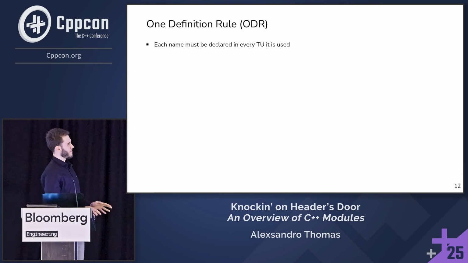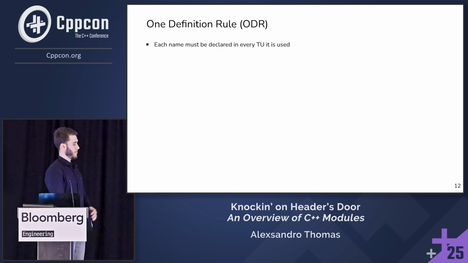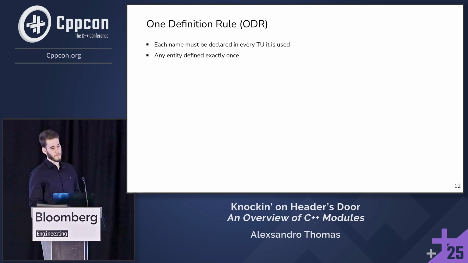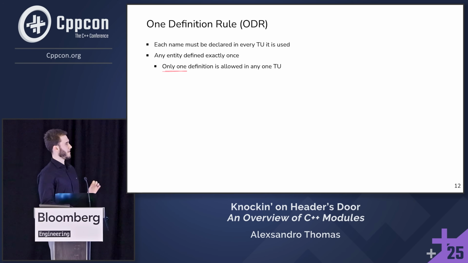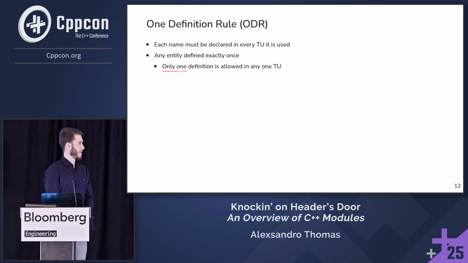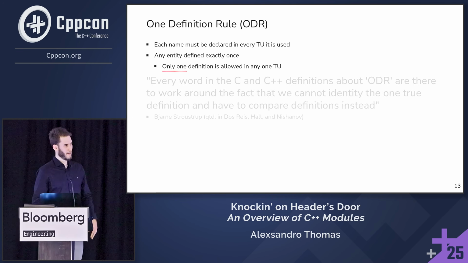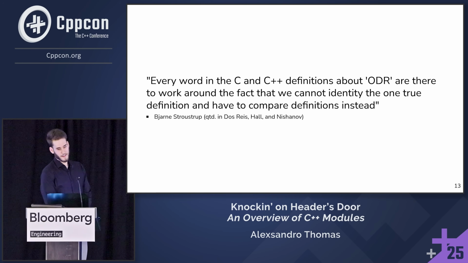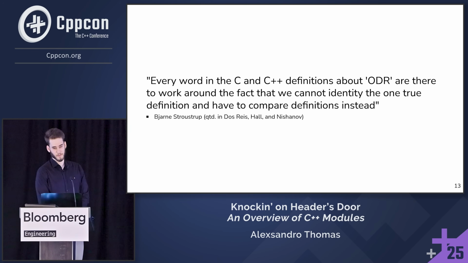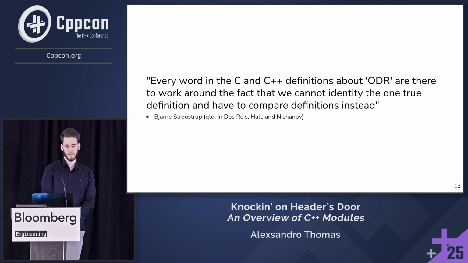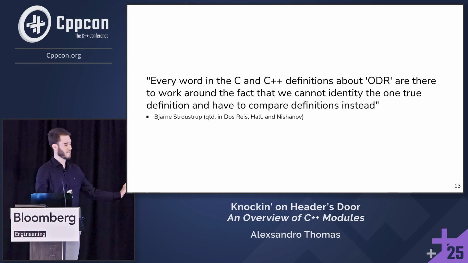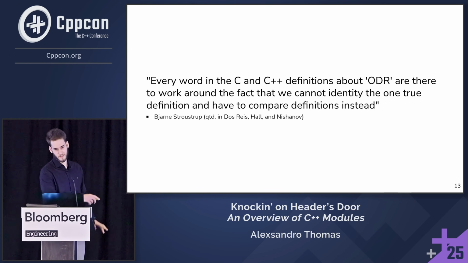You get that every name must be declared in every translation unit that is used. I said this before, but any entity must be defined exactly once, and the consequence of that is that there can be only one definition in any one of the translation units in your code. And well, just to quote Bjarne, every word in the C and C++ definitions about ODR are there to work around the fact that we cannot identify the one true definition and have to compare definitions instead. So I'm not going to stand here and give you one more definition to compare. I'm just going to try to show you an example.